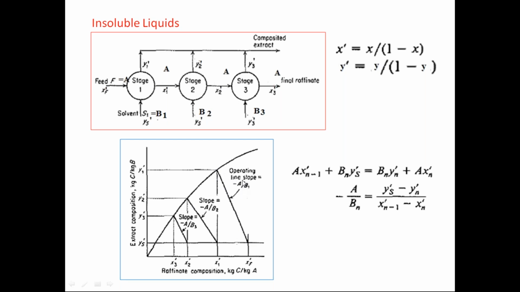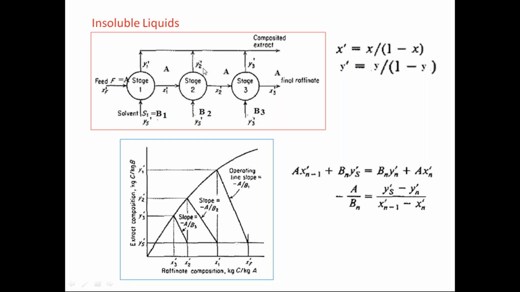So anyhow, minus A by B1 is known, and this is the starting point because Ys prime and Xf prime both are known. So you can put this point and draw one line, which is called the operating line of stage 1, having a slope of minus A by B1. So from that you will get Y1 prime, then X1 prime.